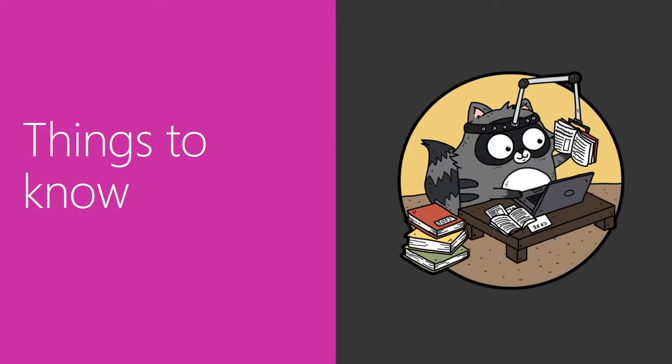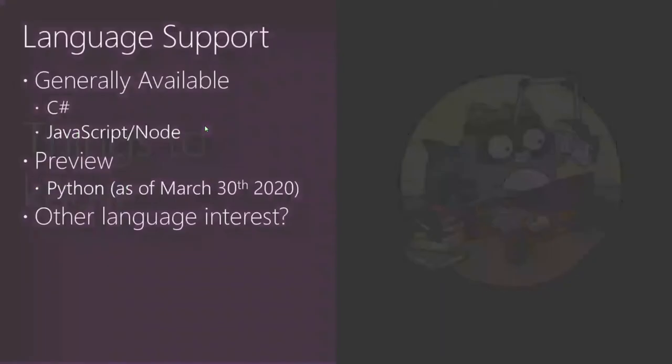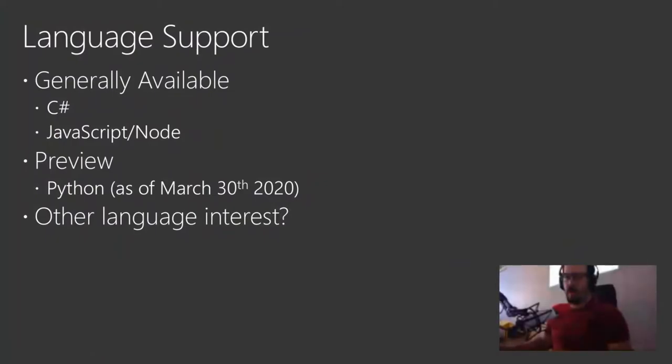So the things to know. There's a whole bunch of things that you need to know, but there's a few of them. This slide, by the way, is still going to be out of date because things are changing so fast. I would need to update it because "preview" for Python is false. I think they just went to GA, at least yesterday. It took about a month for them to get from preview to GA. If you know of any other languages that should have this kind of support, let me know and I will report that back to the team. But it's generally available now in C#, in Node, and in Python as well.